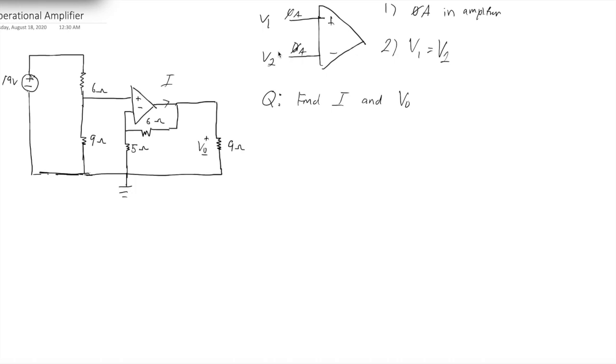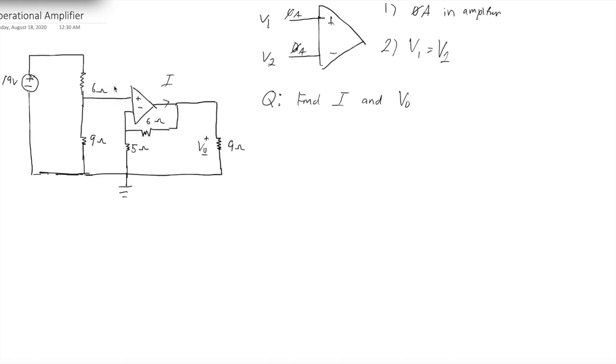So for the circuit to our left, we're tasked with finding the current labeled I and the output voltage labeled V0. And how are we going to do this? It looks like a pretty complex circuit for a beginner, but when we look at the amplifier, we see we don't have the voltages at each end. So let's go ahead and find that and see if that helps with anything.